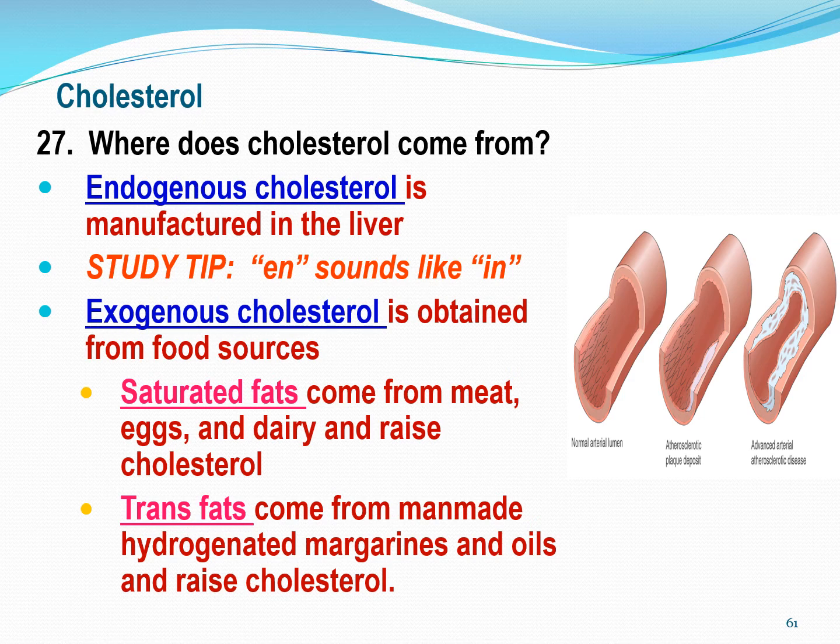So saturated fats come from meat, eggs, and dairy and raise your cholesterol. That's why you want a mainly plant-based diet, right? With minimal meat and eggs and dairy. Trans fats come from man-made hydrogenated margarines and oils, and they also raise cholesterol.